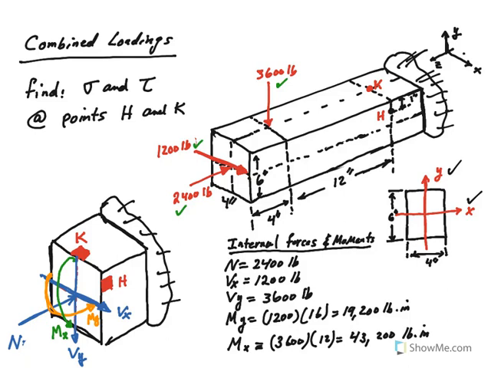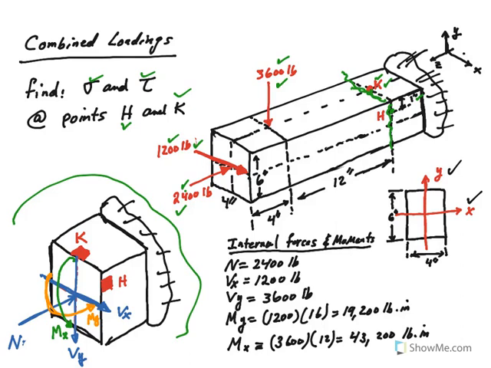Our objective is to find sigma and tau at 2 points: point H, which is right here, 1 inch below the top fiber, and point K, which is right here at the center. So what I did, I cut this section and showed all the internal forces in the section of interest where points H and K are. Basically, you want to transfer all your forces, the 2400, 1200, and 3600, to this section.